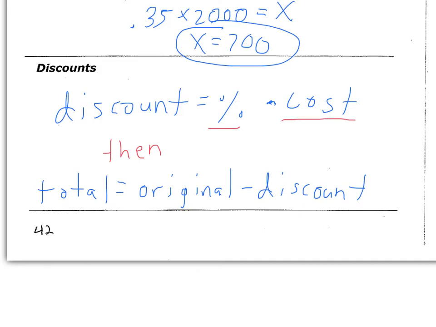Okay, then right when you find what that discount is, you're going to take the original price and subtract the discount that you found. So your discount equals percent times cost, and then you take the original price that they gave for the product and subtract out the discount that you just found. Make sure you take a look at this and have the formula written down.